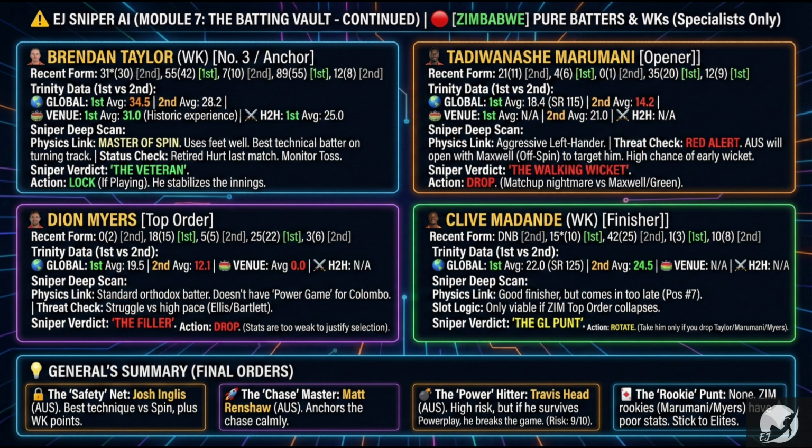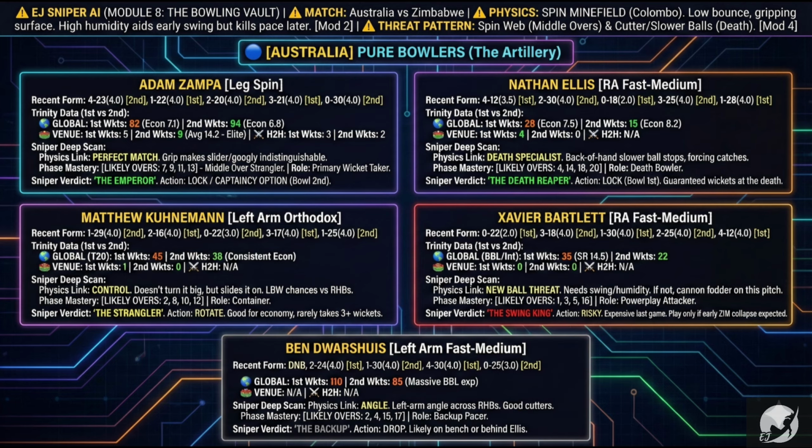The bowling vault. Sniper, bring out the artillery. Target 1, Adam Zampa. The sniper verdict calls him the Emperor. Look at the physics link. It is a perfect match. The gripping surface makes his slider and googly indistinguishable. The order: if Australia bowls second, he is your captain. He will destroy the chase.